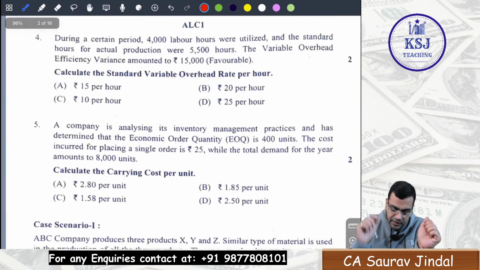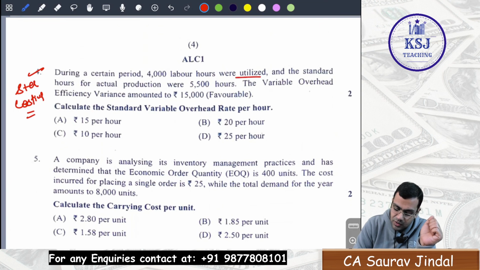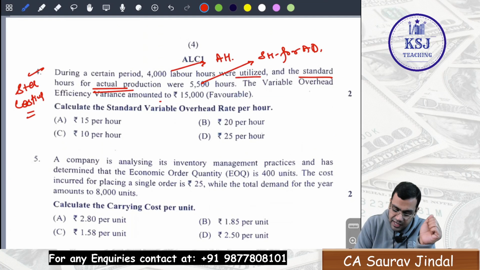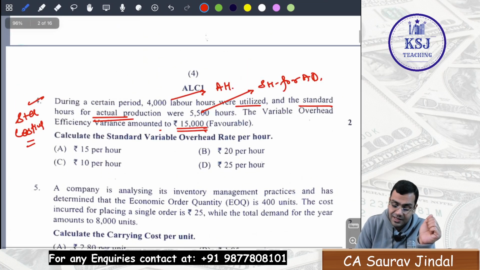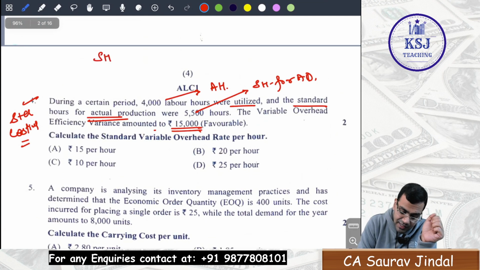Fourth question, calculate the standard. This is very easy, again on standard costing. During a certain period, 4,000 labor hours were utilized. These are the actual hours given to you. And the standard hours for actual production are given, along with the actual output. Efficiency variance is given as 15,000 favorable. What is efficiency variance? Efficiency variance is standard hours minus actual hours, into standard rate.